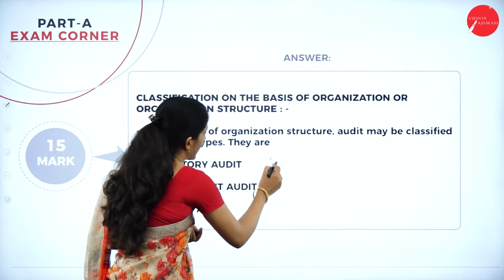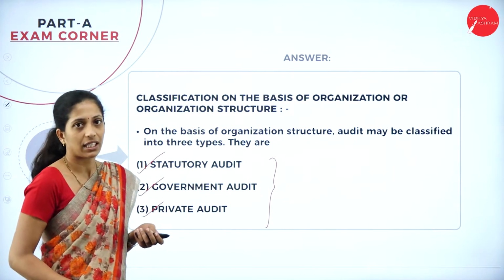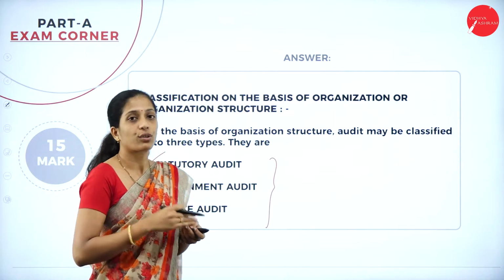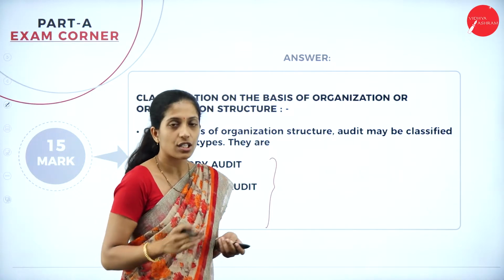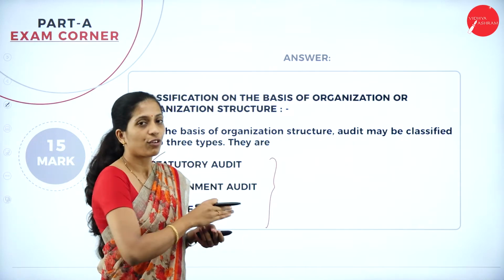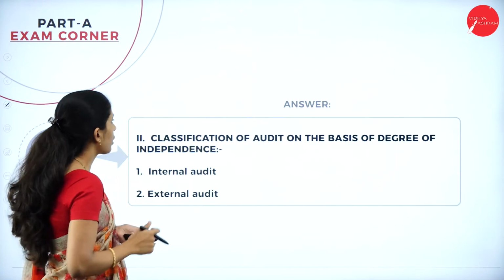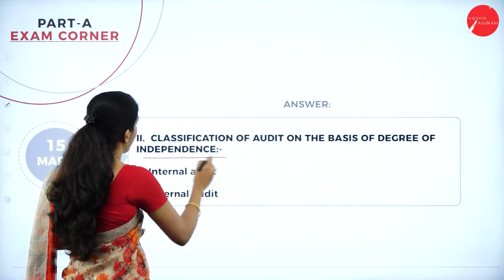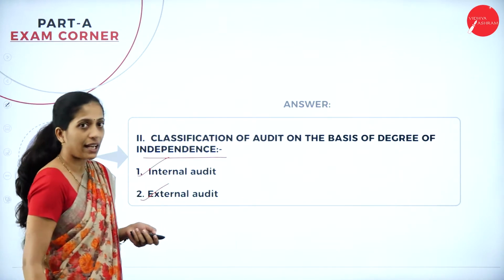So you have to write explanation for each and everything here. We have already gone through the revision of these units. You can go through those sessions for the explanation. Next, on the basis of degree of independence, there are two types: internal audit and external audit.